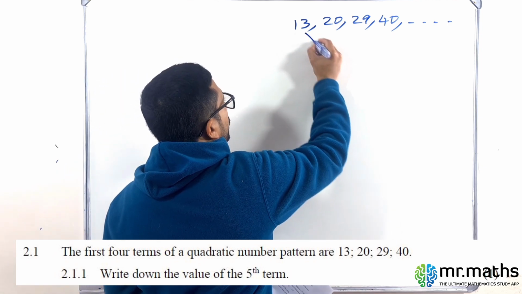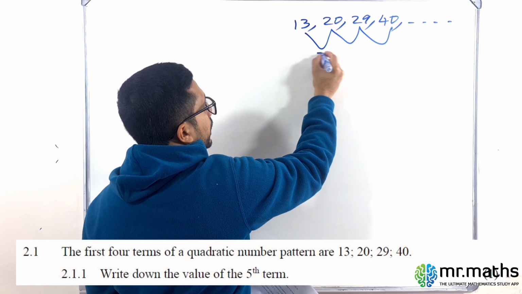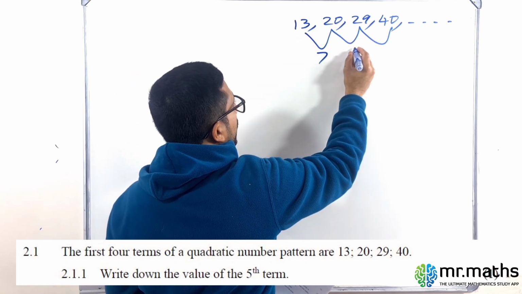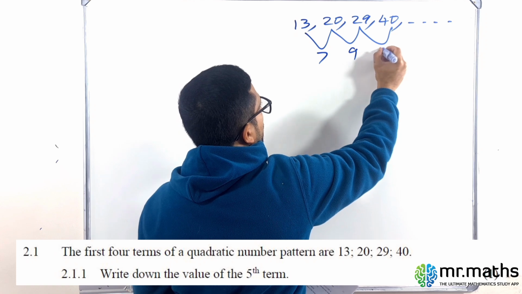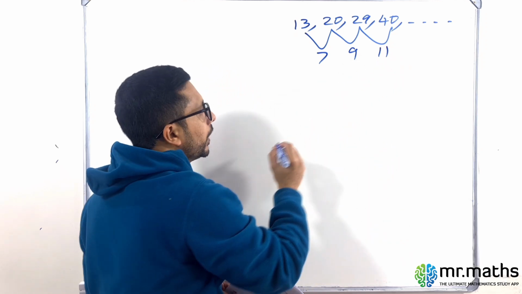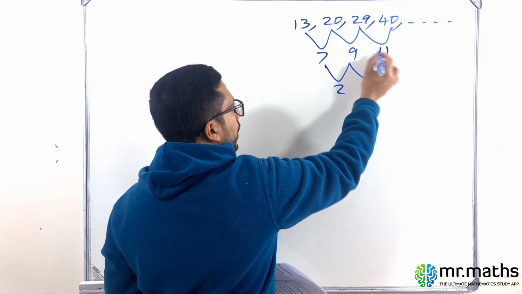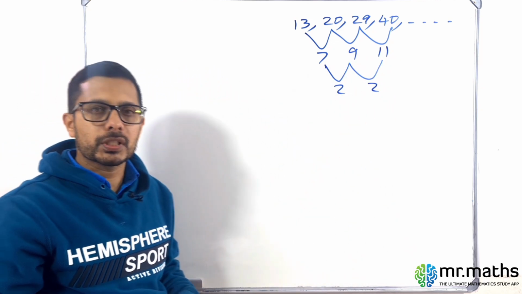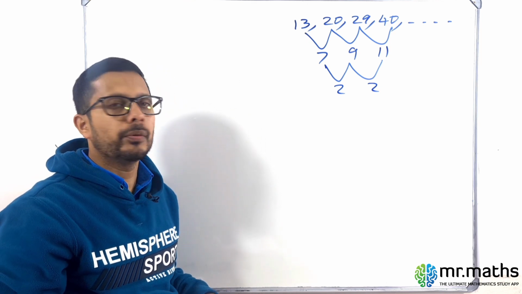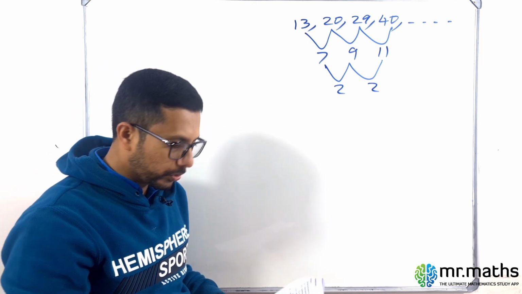So 20 minus 13, it is 7. 29 minus 20, it is 9. 40 minus 29, it is 11. Am I right? Okay, now let's find the second difference. 9 minus 7 is 2. 11 minus 9, it's 2. Am I right? Okay, so we got the first difference and the second difference. We did many questions like that. Okay, now what is our first question?